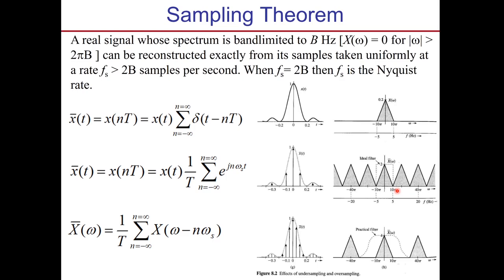And when there is overlap, you will not be able to get the original spectrum back again. That's why your sampling rate has to be twice the bandwidth. So you keep these replicas away from each other, not overlapping. And that's why in practice, they usually sample higher than that rate, to keep them even further away from each other. So then you can use a regular practical second or third order low pass filter to allow this to pass, and this will be eliminated.